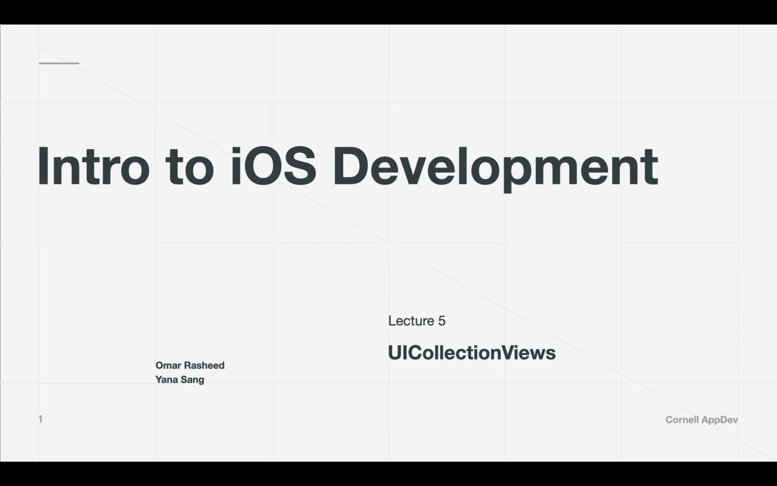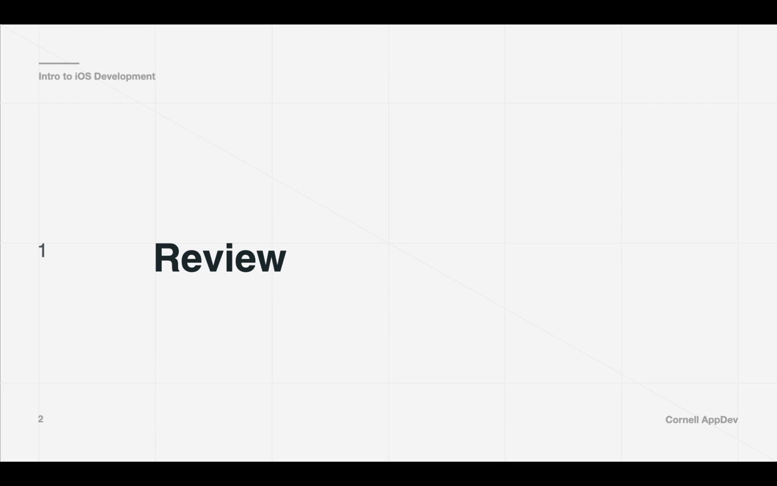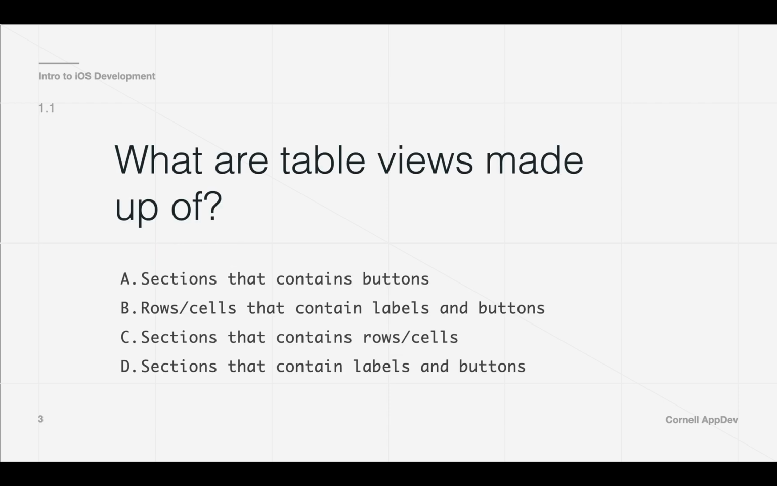So this week we're going to be going over UI collection views. Last week we went over table views. And so quickly we'll do some review. And so first question is, what are table views made up of?